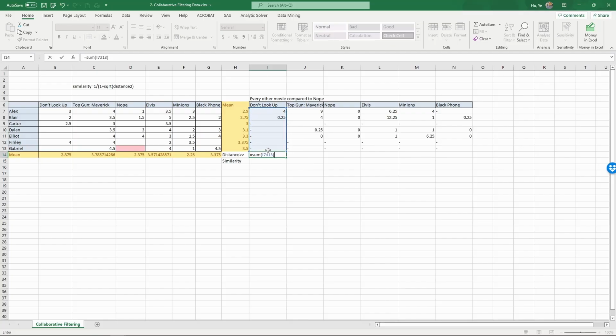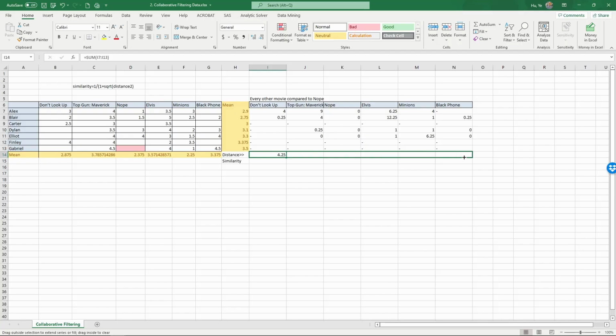If it's not clear why we do the sum, go back to watch the lecture video. So the sum gives us the distance measure. Again, I want this to be normal. Now I copy this over so I can have the sum for each one of these movies compared to Nope.